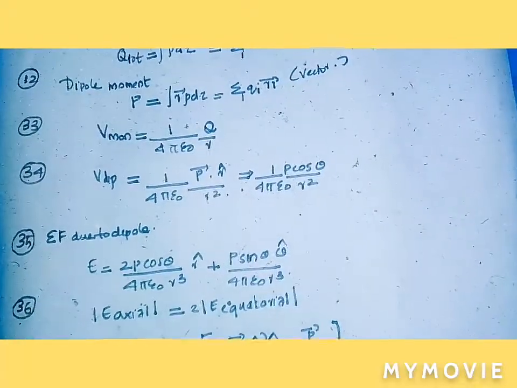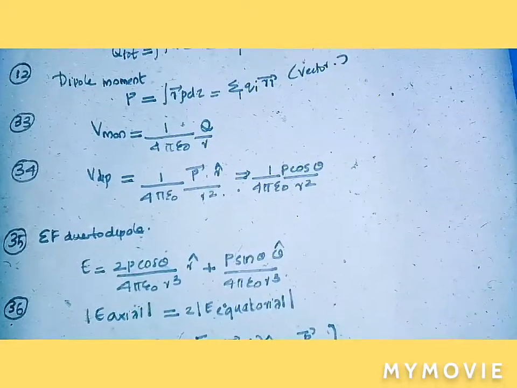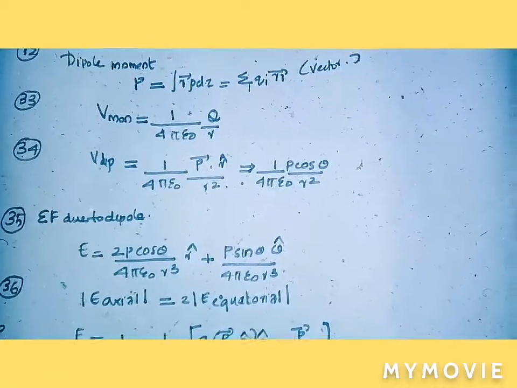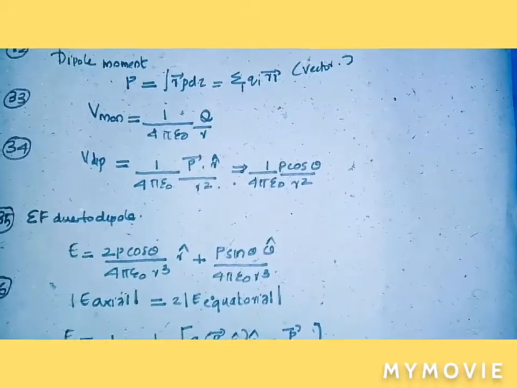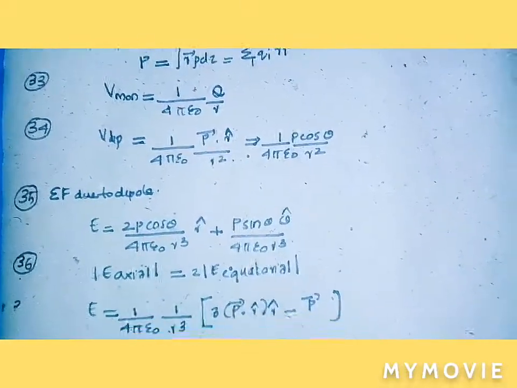Electric field due to a dipole is equal to 2p cos theta divided by 4 pi epsilon 0 r cube r cap plus p sin theta theta cap divided by 4 pi epsilon 0 r cube. Electric field axial is equal to 2 times equatorial.